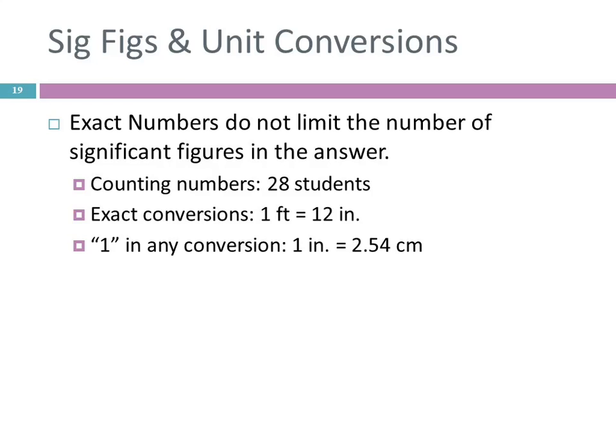Exact numbers also do not limit the number of significant figures. So counting numbers, like if you're starting out with a number like 28 students, that's a number that you can count. There's no uncertainty in that. So that won't affect significant figures. Exact conversions, like within the English system, and the number 1 in any conversion. Most conversions are set up so that one something equals a number of the other thing. The 1 is understood to be exact.